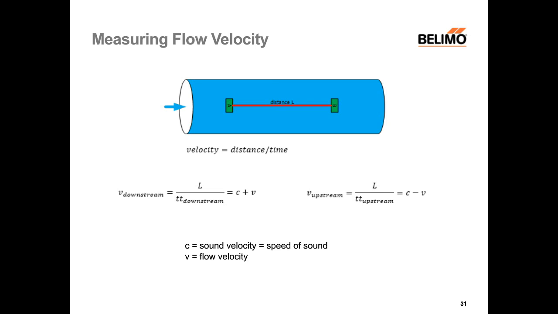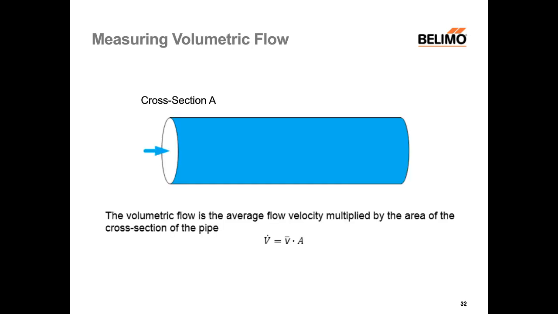But in the end, we need the volumetric flow, not the flow velocity. Well, that's easy. We just multiply the average flow velocity with the area of the cross-section to retrieve the volumetric flow.